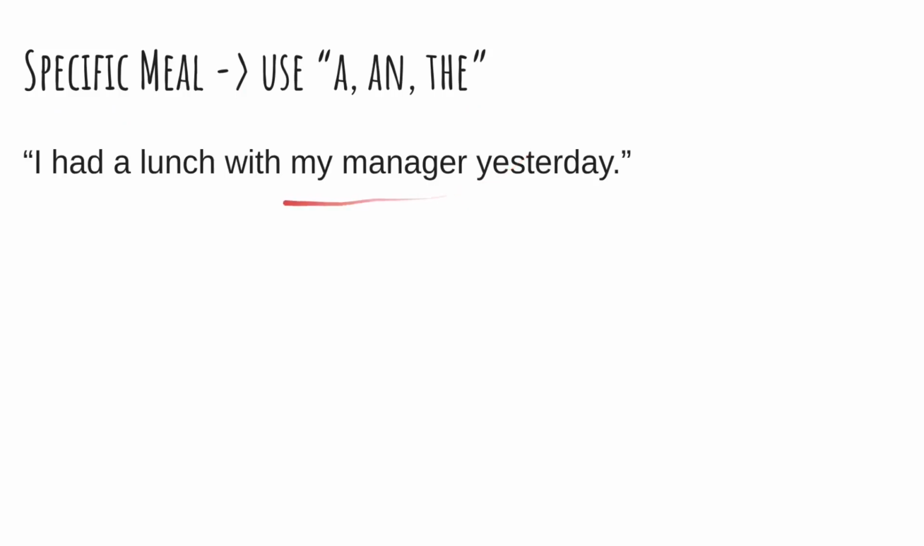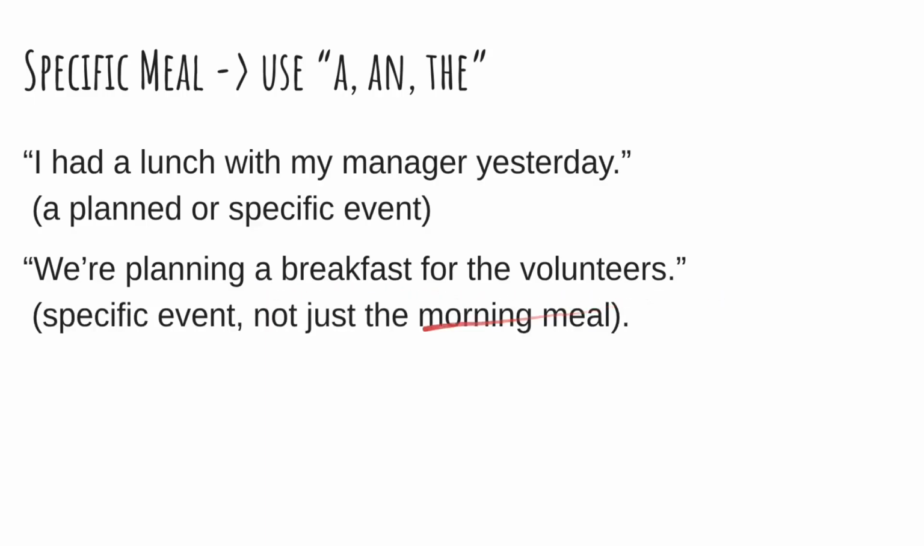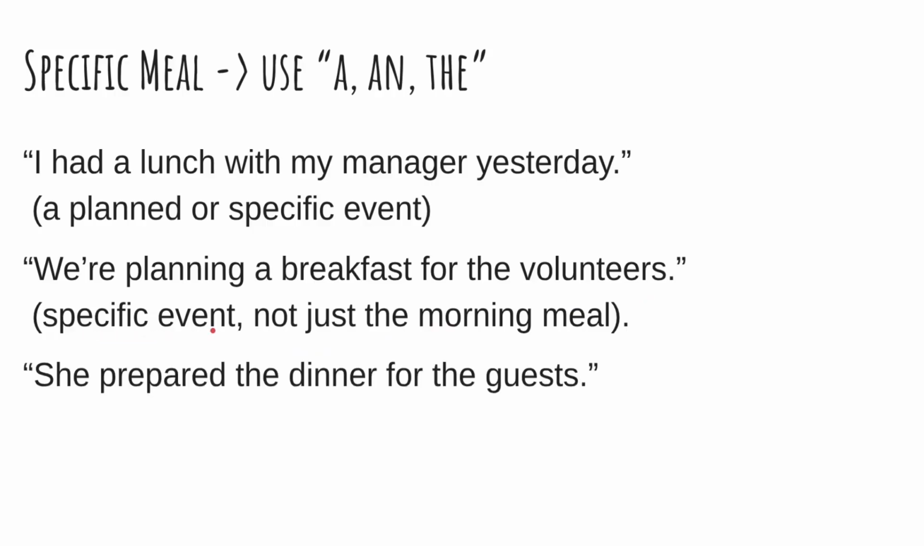Let's see some examples. I had a lunch with my manager yesterday. This is not just a typical lunch, it was a planned or purposeful event. We're planning a breakfast for the volunteers. Again, this is a specific event, not just the morning meal. She prepared the dinner for the guests. Now we're talking about one particular meal, possibly prepared for a social occasion. So, the moment you treat the meal as a countable event, as something with guests or special planning or unique context, you must use an article.